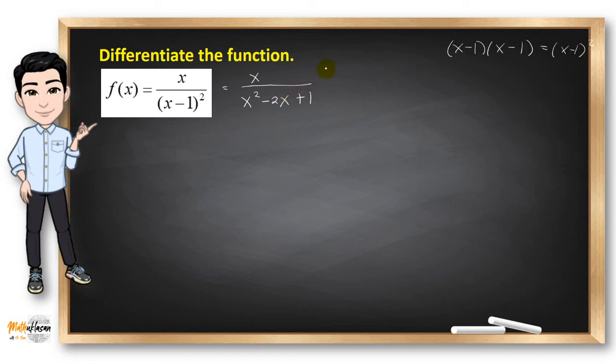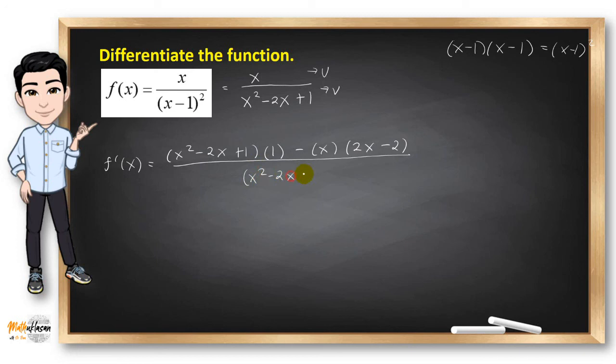Okay? So, ito na ngayon yung ating u. At ito yung ating v. So, pag kinuha natin ang derivative niyan, we have x squared minus 2x plus 1. Then, derivative ng x ay 1. Then, copy the x. At, we have here the derivative of x squared minus 2x as 2x minus 2. Yan. Siyempre, all over x squared minus 2x plus 1 squared.